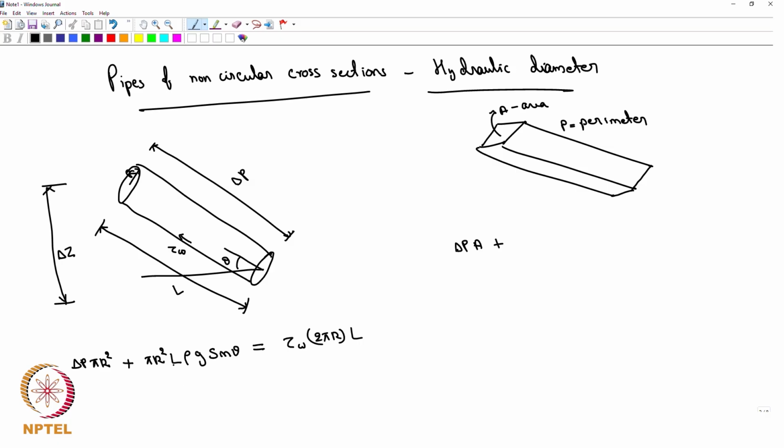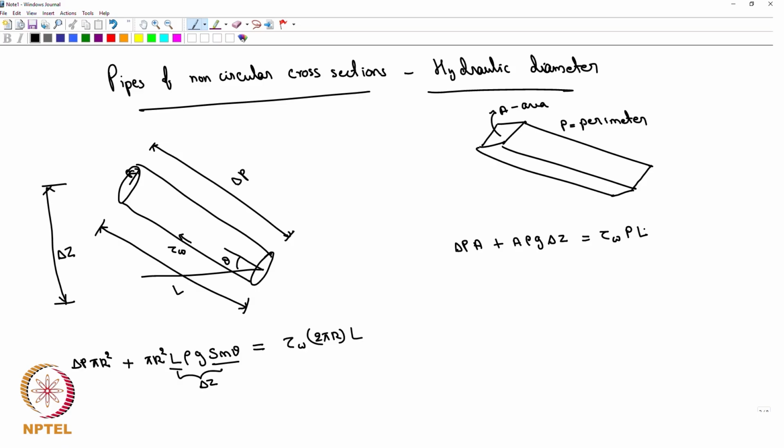this we must have simplified, no? L times sine theta would have given you a delta Z. So A times rho g times delta Z is equal to tau W into P into L. Just generalizing it in terms of A and P.